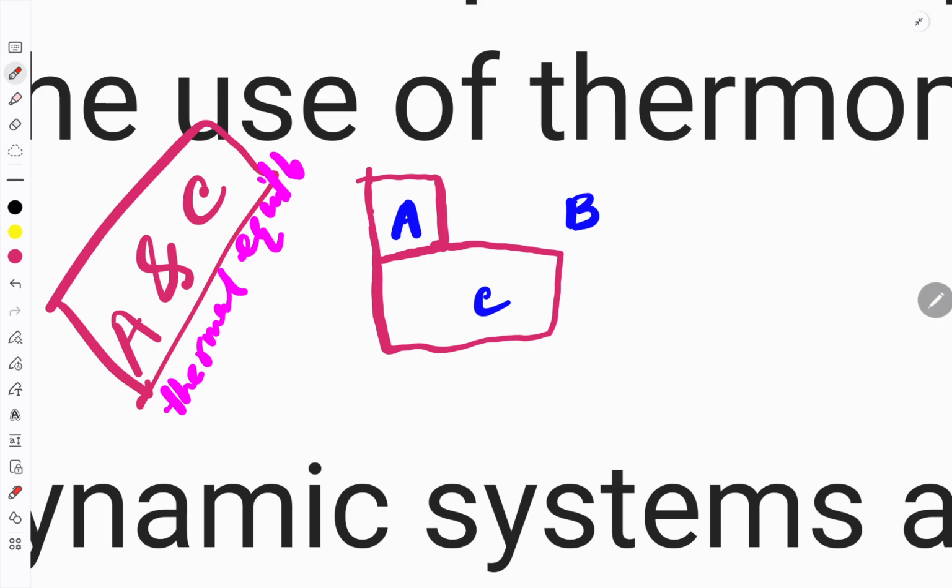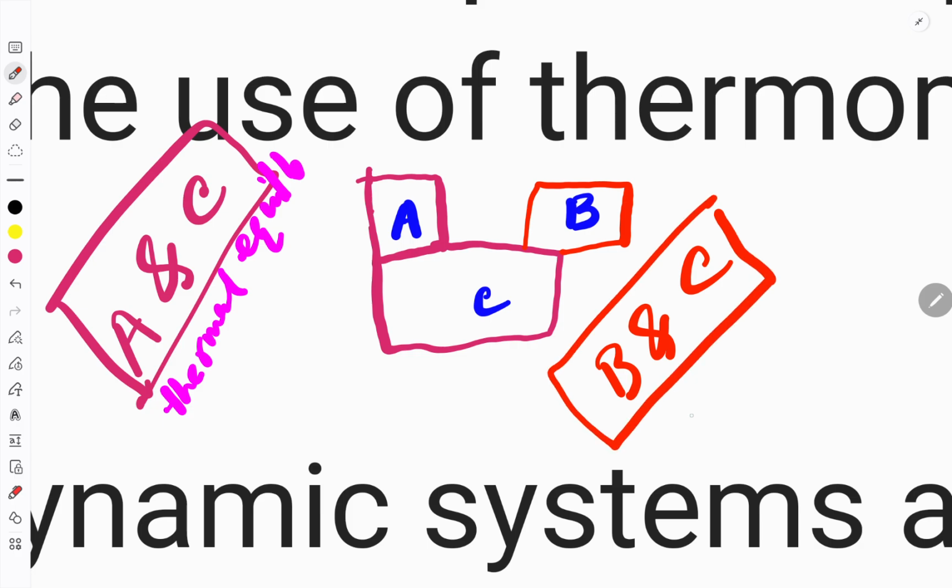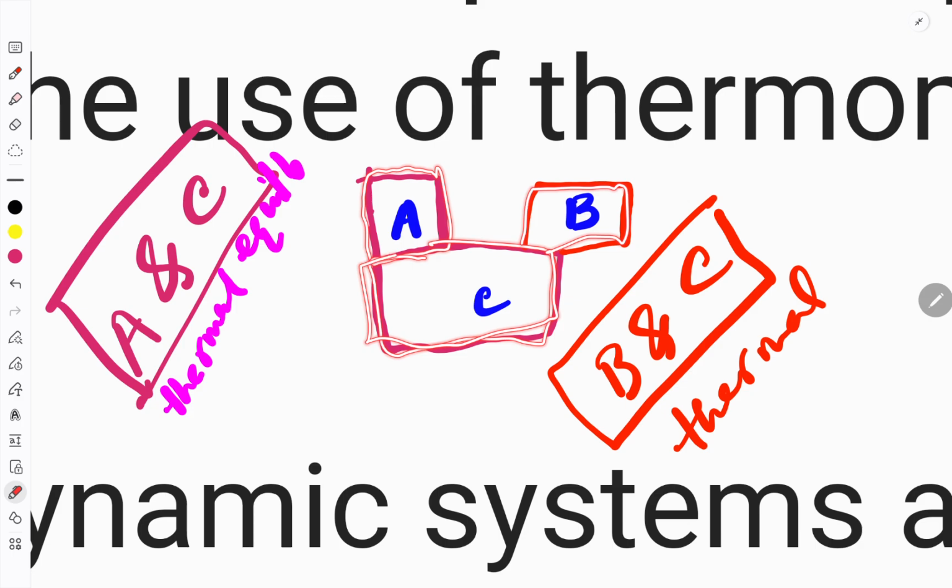Now system B and system C, they are connected and they are also in thermal equilibrium. So system B and system C are both in thermal equilibrium, hence they have the same temperature, they share the same temperature, okay? So let's recap. System A and system C are in thermal equilibrium. System B and system C are in thermal equilibrium.